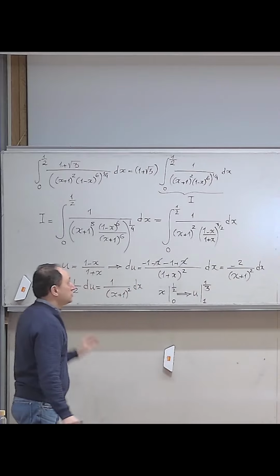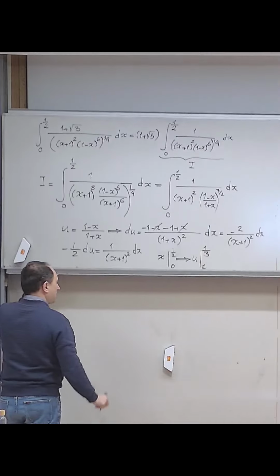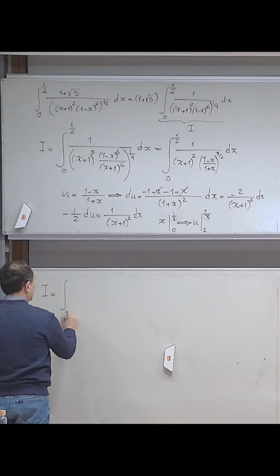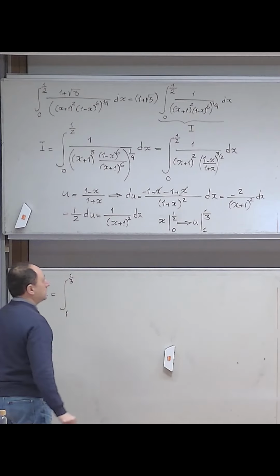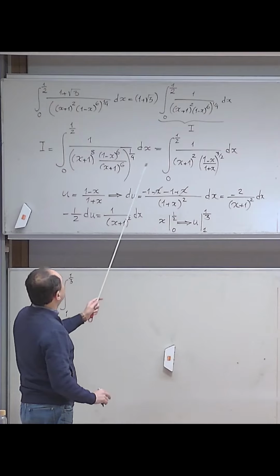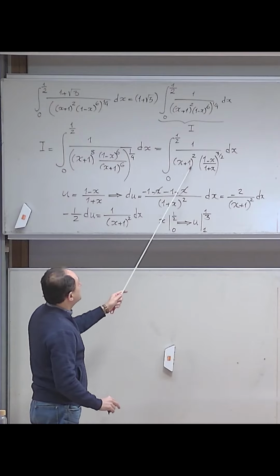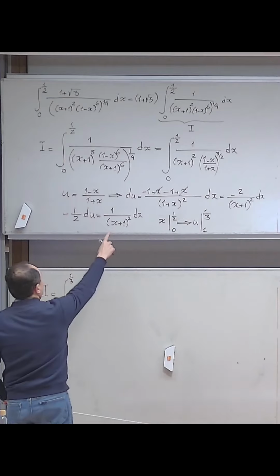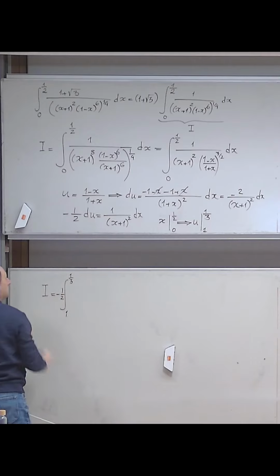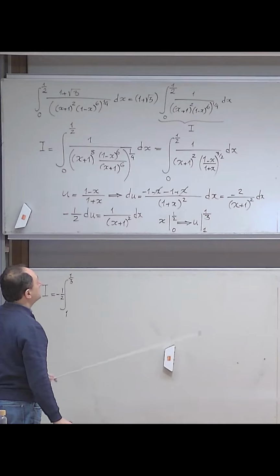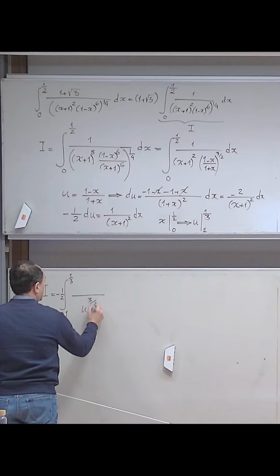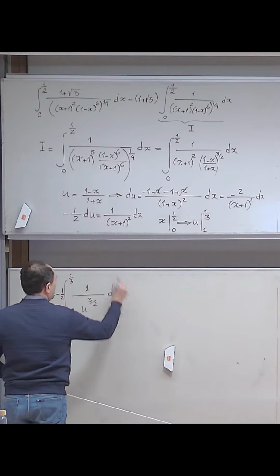Okay, so now the integral I is equal to the integral from 1 to 1/3. And instead of 1 over (x+1) squared dx, I put -1/2 du, but -1/2 is a constant. I pull it out, and then what is left for me is this u in the denominator to the power of 3/2, and then I have 1 du.